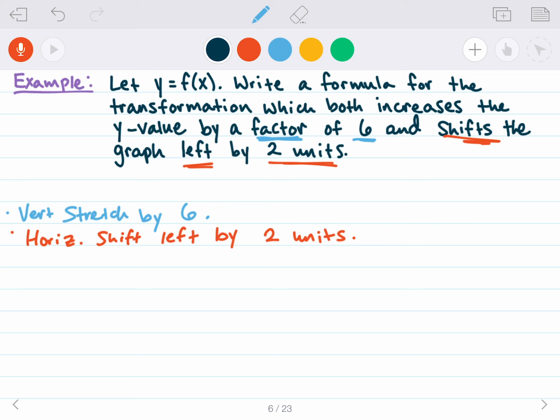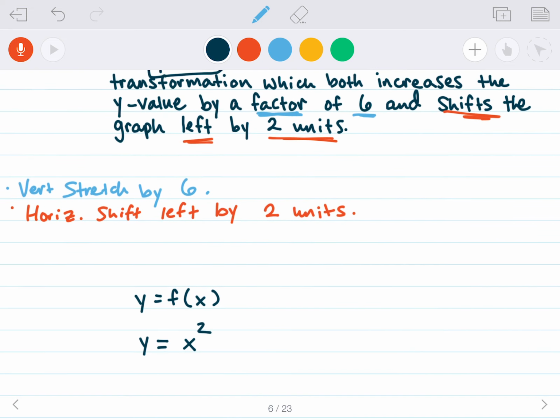Now, we're not really sure what the function would be. Just for simplicity's sake, let's pretend that the parent function is x squared. Now, if we were to apply a vertical stretch to x squared, we would simply multiply x squared in the front by 6. And if we were to apply a horizontal shift left, we would simply apply +2 to the input value. And again, left means plus, okay?